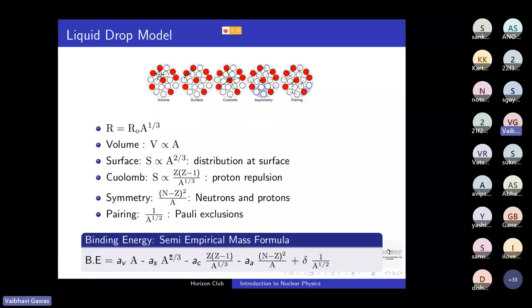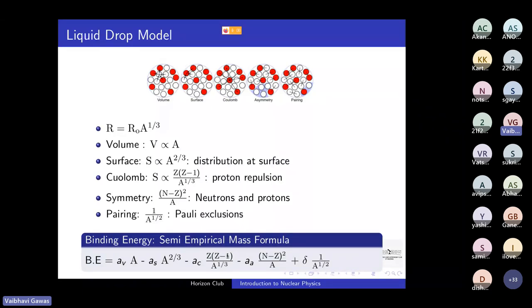Next, we consider the Coulombic interaction. When we first calculate the volume binding energy, it is assumed entirely based on the strong nuclear force, while the Coulomb force is not taken into consideration. But to account for all the Coulombic repulsion inside the nucleus, we have our Coulombic term, which is subtractive, and it's given by Z into Z minus 1, which is the total number of protons interacting with each other, divided by R, which is A raised to 1 by 3, with a Coulombic constant of proportionality.